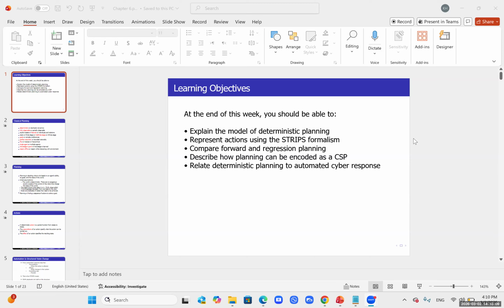By the end of this lecture, you should be able to explain the model of deterministic planning and represent actions using the STRIPS formalism, which is one of the foundational representations in classical AI planning. You should also be able to compare forward and regression planning, describe how planning can be encoded as a constraint satisfaction problem, and relate deterministic planning to automated cyber response systems. So in other words, we're moving from exploring state spaces to deliberately constructing sequences of actions that achieve specific goals under known conditions.